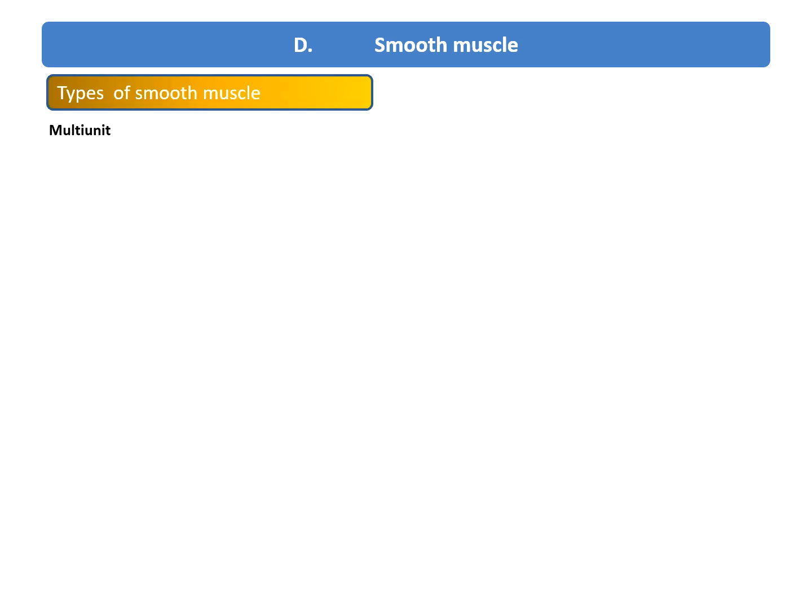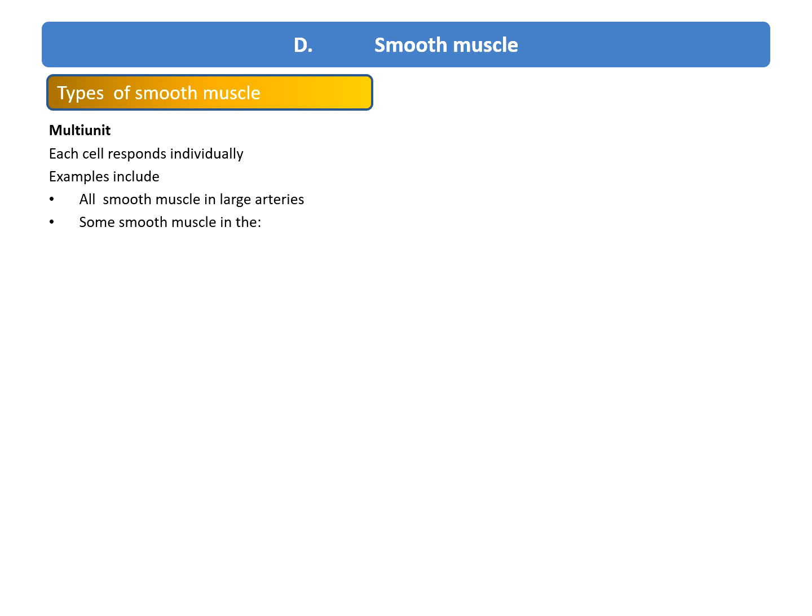Types of smooth muscle include multi-unit. Each cell responds individually. Examples include all smooth muscle in the large arteries, some of the smooth muscle in the intestines, reproductive organs, and the erector pili muscles of the skin.